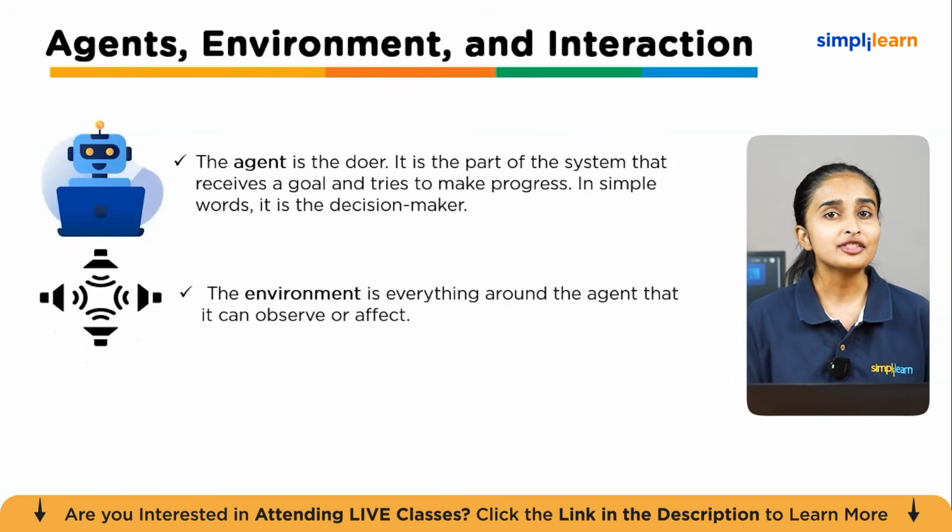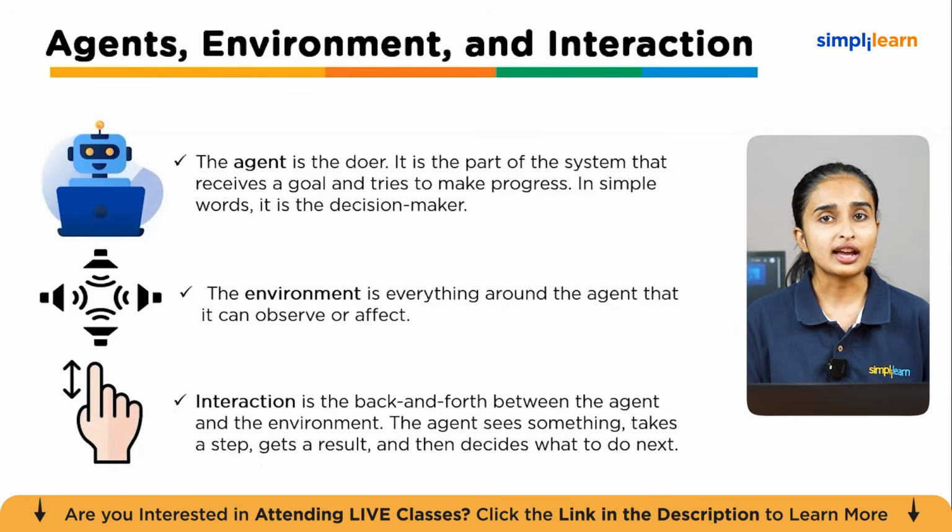The environment is everything around the agent that it can observe or affect. So this could be a website, a file, or an inbox, including a spreadsheet or a custom ticket or even a game screen. Third, we have interaction. This is the back and forth between the agent and the environment. The agent sees something, takes a step, gets the result, and then decides what to do next.